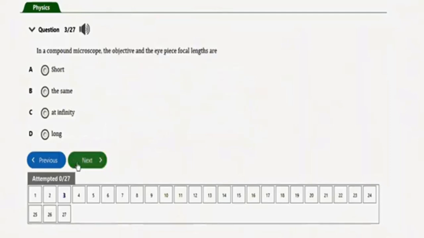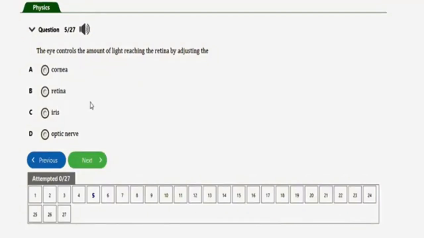The next question says, in a compound microscope, the objective and eyepiece focal lengths are, we have short, the same, at infinity, long. So the correct option in this question is option A, which is short. Alright, the next question says the ability of the eye to focus on both near and far objects is called accommodation, option C. Very simple question. The next one says the eye controls the amount of light reaching the retina by adjusting the, so the right option is option C, which is iris.